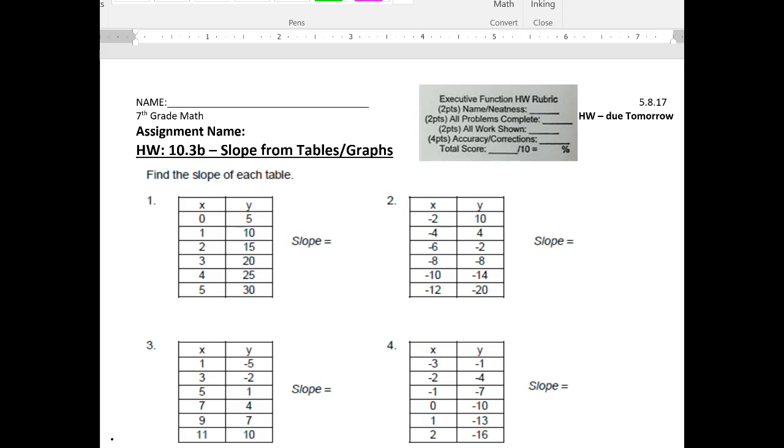I'm going to help you out with homework 10.3b, slopes from tables and graphs. Remember, to find slope, you just need 2 points. Tables actually give you a whole bunch of points. You can pick any 2 points you want, and you'll get slope out of it.